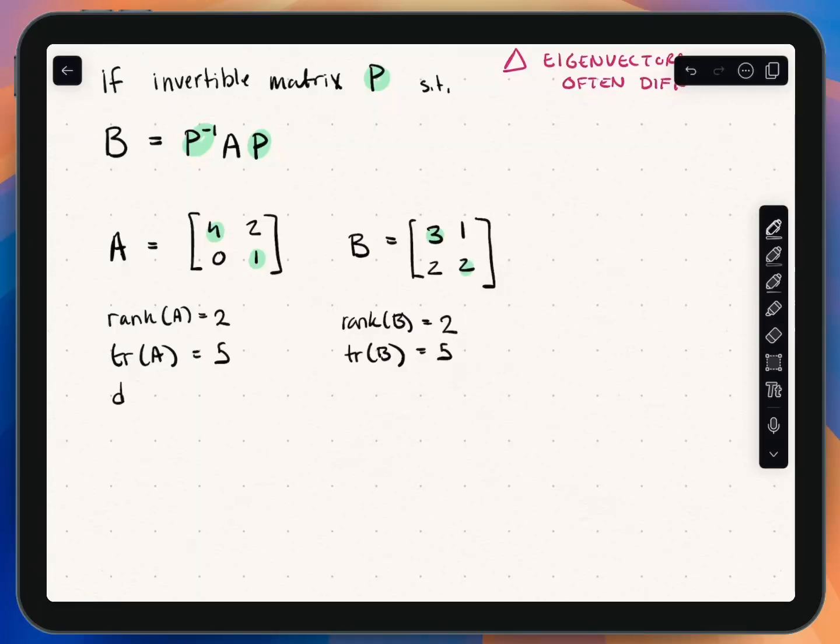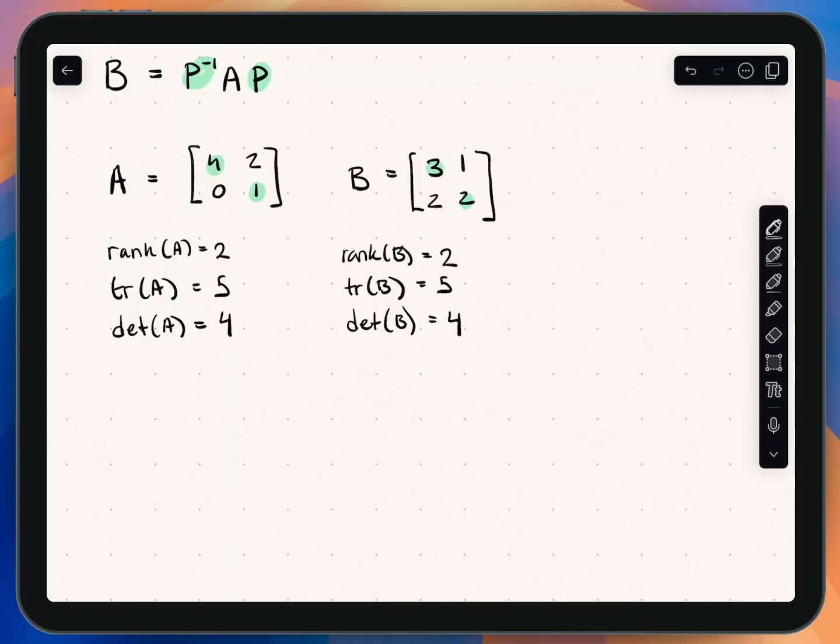Then we can keep on going. The determinant of A is going to be AD minus BC, so in that case it is going to be 4. And also the determinant of B is going to be 6 minus 2, which is equal to 4. And from this, we can also then deduce the eigenvalues. We know that lambda 1 for A is going to be 4, lambda 2 is going to be 1, and similarly for B, we have the same eigenvalues.